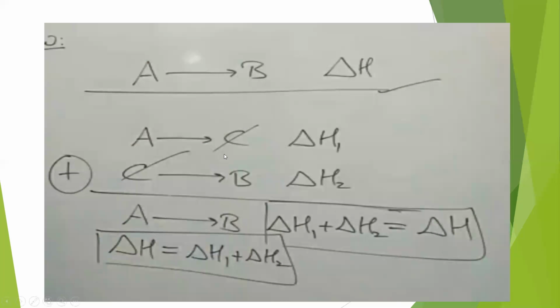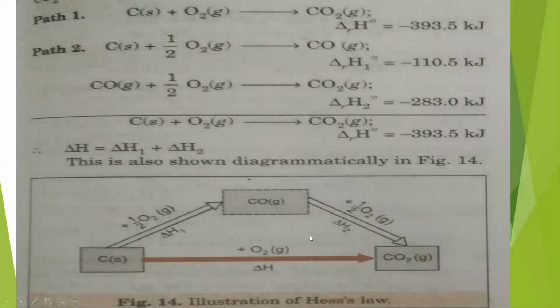Clear? If you are going from A to B, the enthalpy change is delta H, and if you go from A to C and then C to B, with A to C the enthalpy change delta H1 and C to B the enthalpy change delta H2, when you add both the reactions, the intermediate C gets cancelled out and you get A to B. When we add both the reactions we also add the enthalpies, so delta H will be delta H1 plus delta H2. So this was Hess's law.